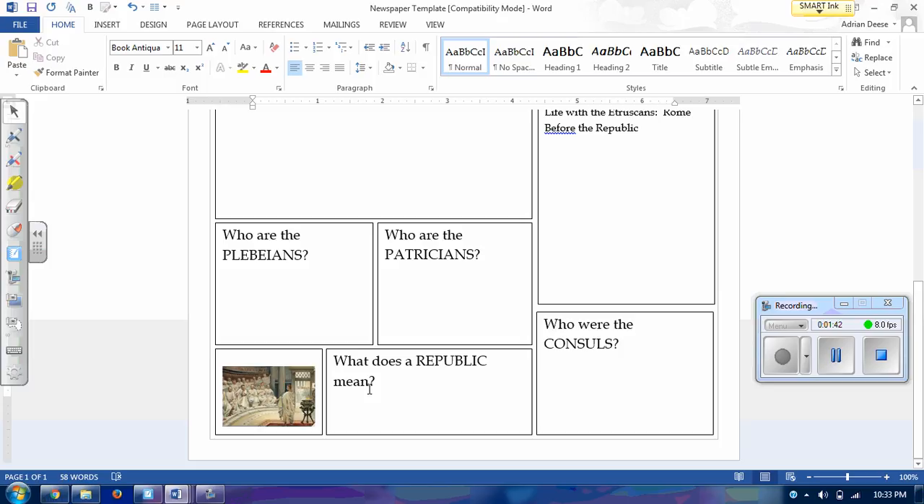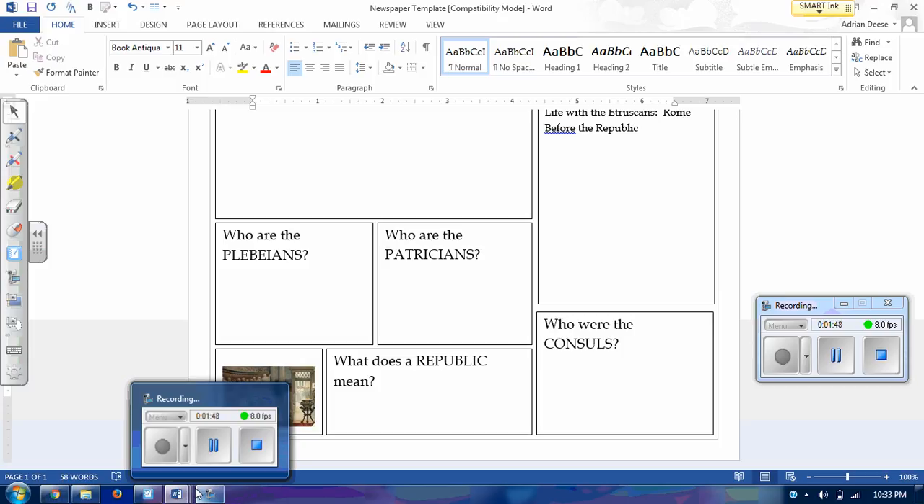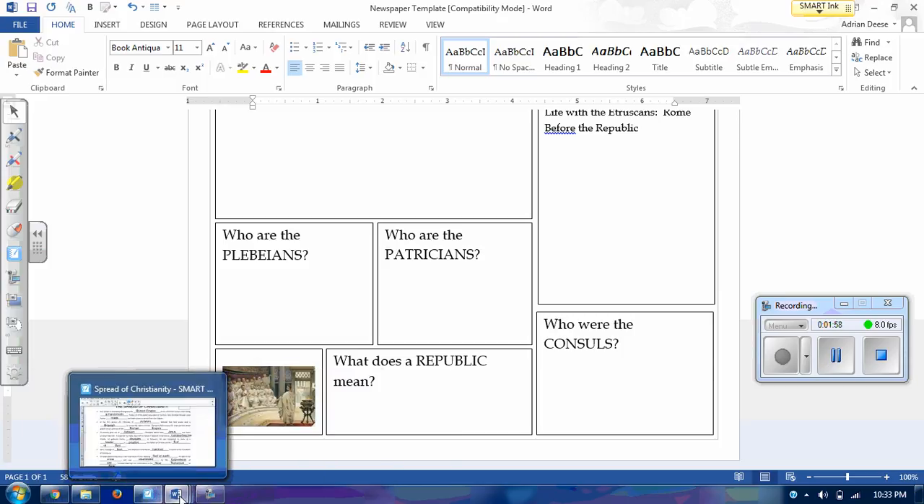And Republic, of course, just has to do with representation, where you elect officials to represent you. It's different from a direct democracy because in a direct democracy, all citizens directly vote and participate. But in a republic, it's more of a representative democracy where you have people to represent you.